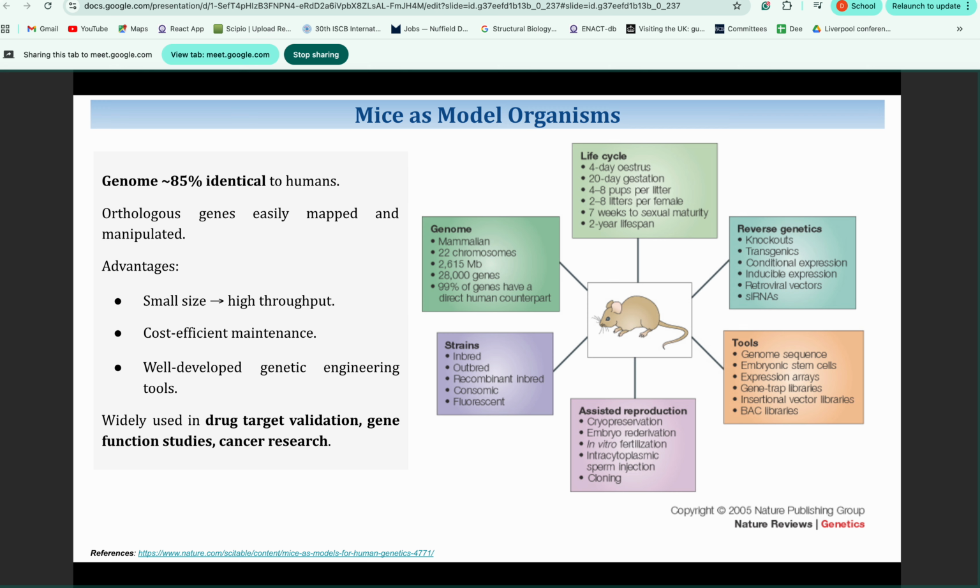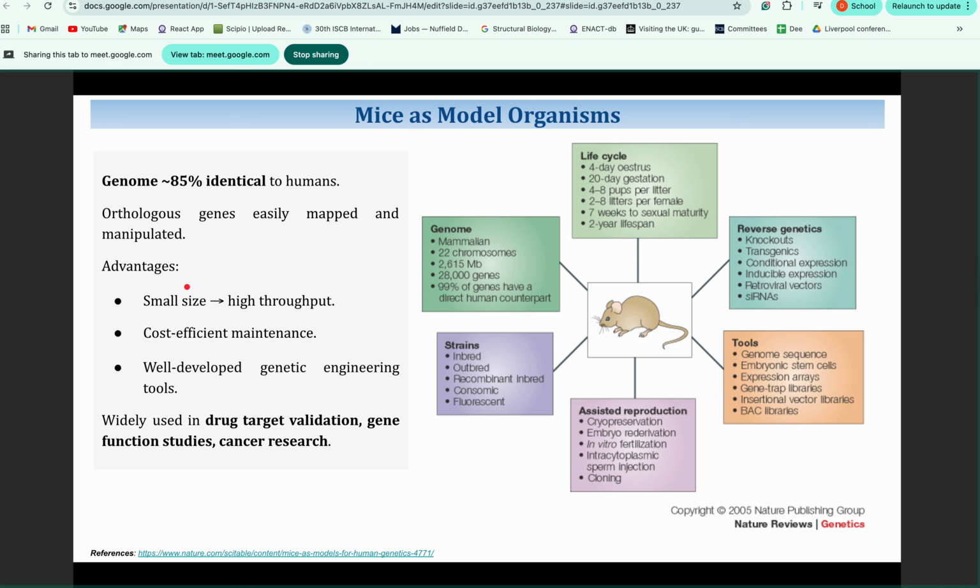Its genome is about 85% identical to humans, and it has orthologous genes which could easily be mapped and manipulated. Orthologous genes means the genes which are also present in humans, which arise from the same homologous gene of the same ancestor, but have differentiated by the process of speciation. Mouse is a different species, human is a different species. So the genes which are differentiated due to the speciation event but have the same ancestor are the ortholog genes. They could easily be mapped and manipulated.